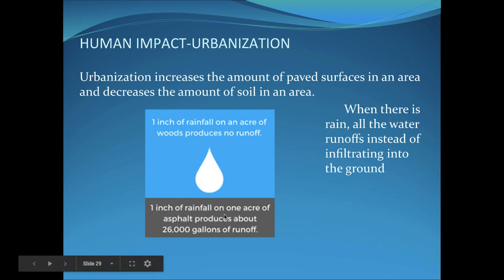All right, and to give you an idea of how much that is, 1 inch of rainfall on an acre of asphalt, which would be like the size of a park, or the parking lot at school, which is probably a little more than an acre, I'd imagine, produces 26,000 gallons of runoff. If it were in the soil, there would be no runoff.